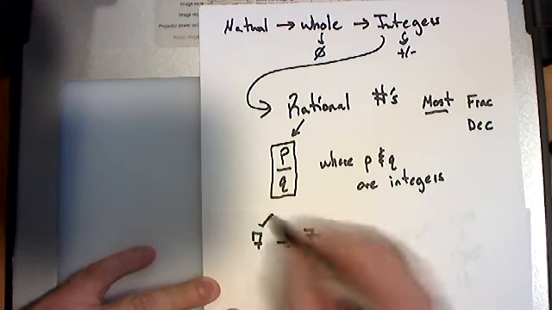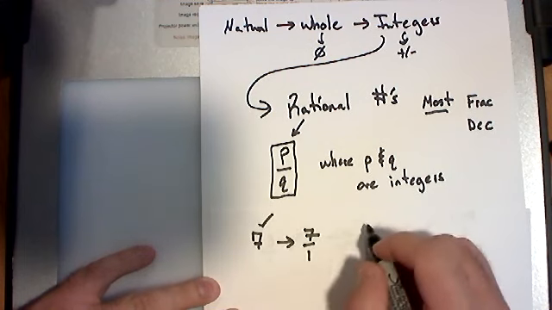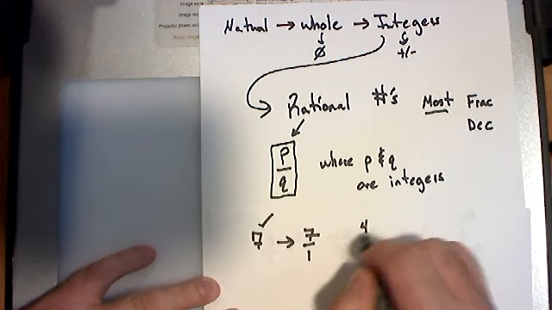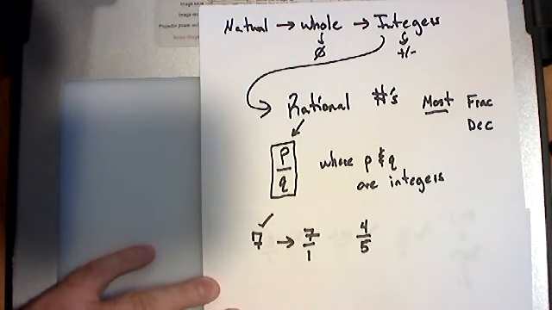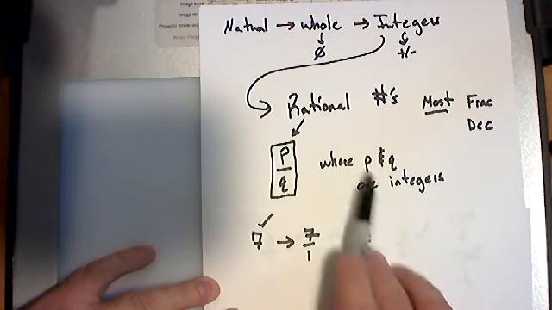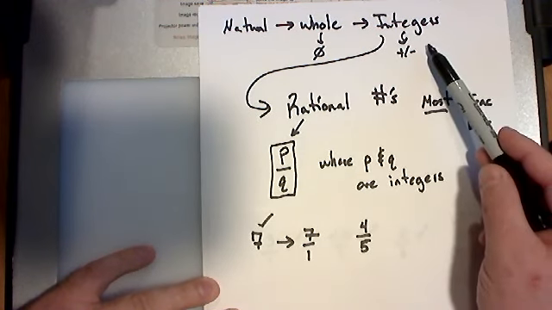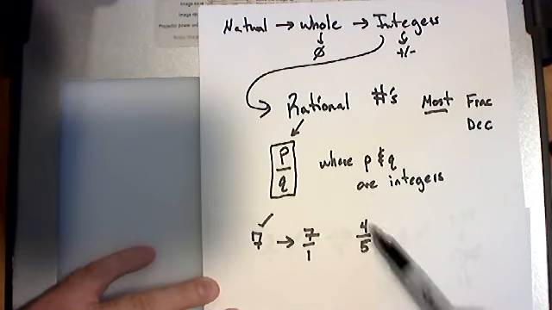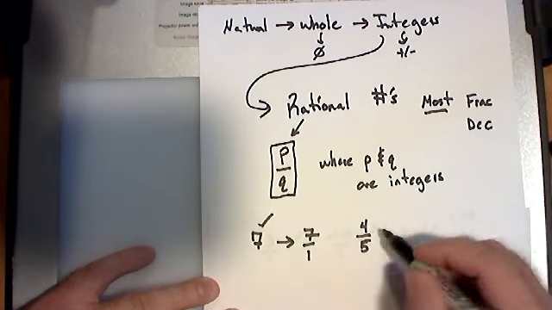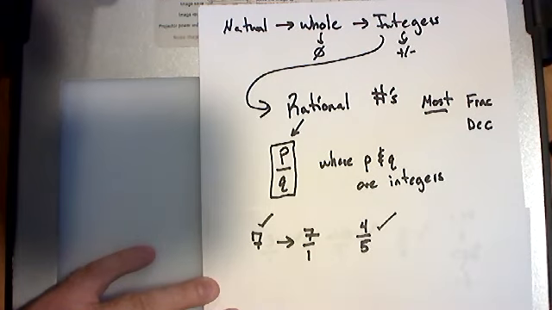So 7 is rational. What if I took the number 4/5? Is that rational? Well, it's P over Q, isn't it? So it's a fraction already, so that's good. And are the numbers P and Q, 4 and 5, are they integers? Well, again, an integer is any positive or negative whole number. 4 is a positive whole number. 5 is a positive whole number. So yeah, 4/5 is rational. Basically, normal fractions will be rational, right?